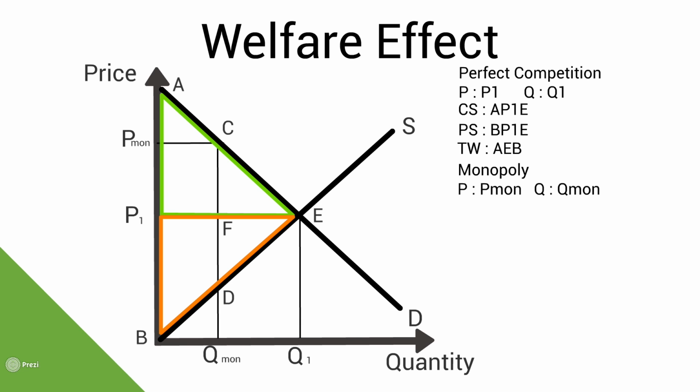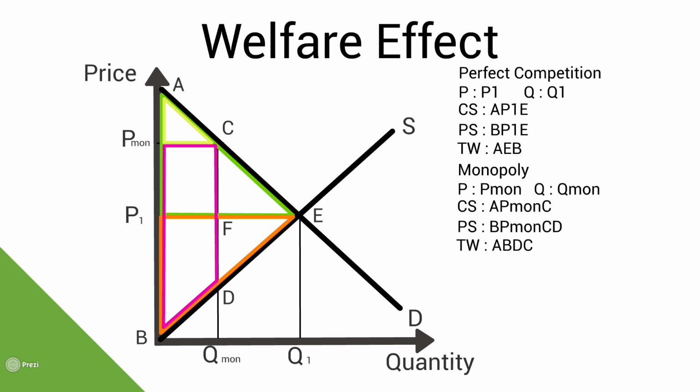At a price of Pmon, the level of consumer surplus in the economy is A Pmon C, which is the yellow triangle on the diagram. The area of producer surplus in the economy is the area B Pmon C D. We can now work out what total welfare is when we have a monopoly in this market. Total welfare will be the area A, B, D, C.